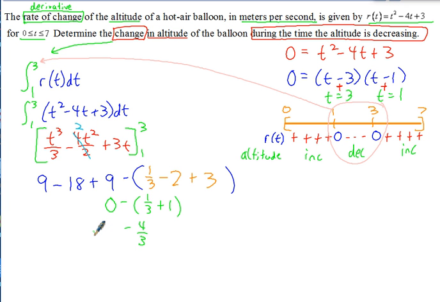And the units here, notice this was in meters per second. But once you integrate, it gets rid of that per whatever it is. In this case, per second. So this just goes back to meters.